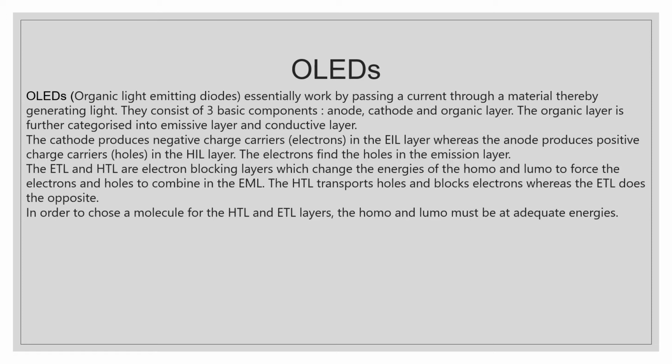Our OLEDs consist of three basic components. They have an anode, they have a cathode, and they have an organic layer. All these layers are split up further into subcategories. The organic layer is categorized into the emissive layer and the conductive layer.